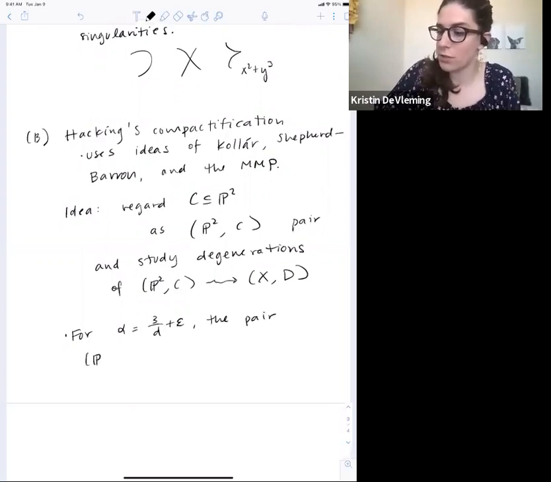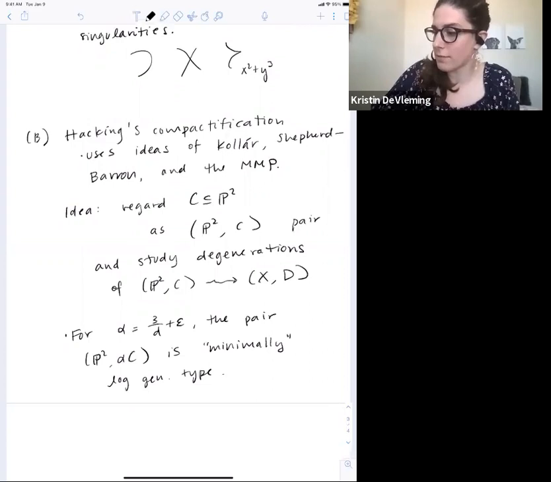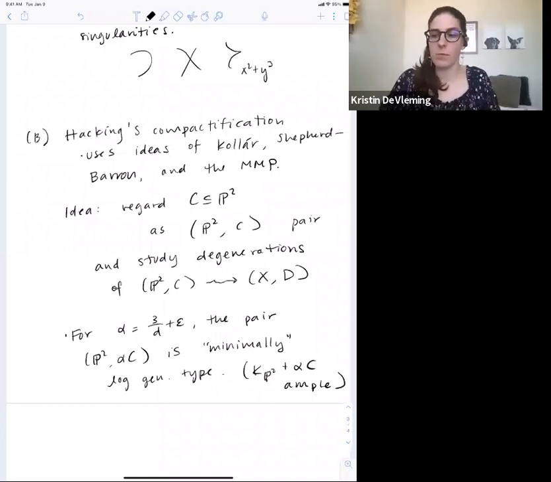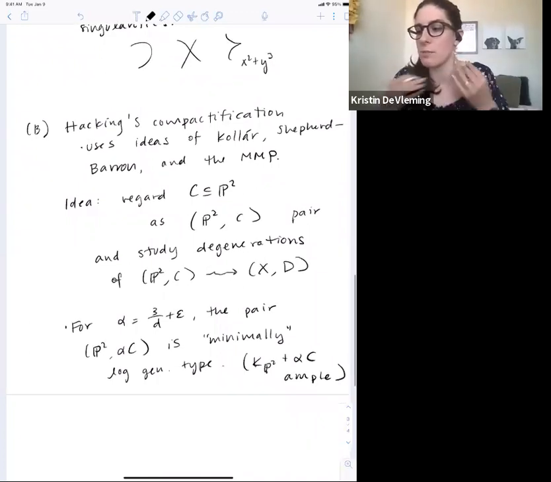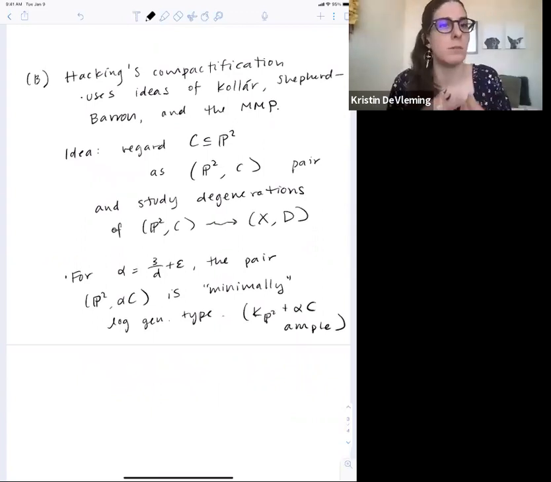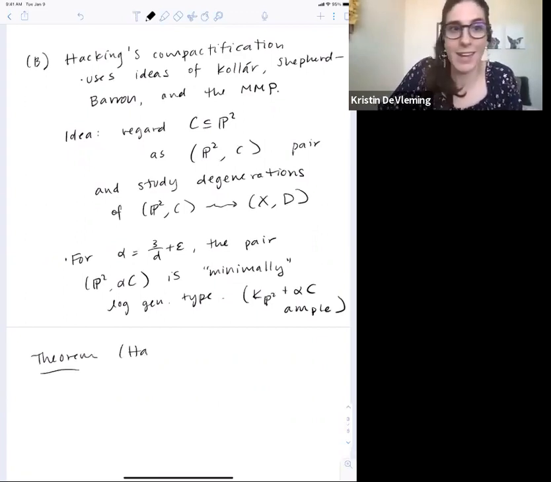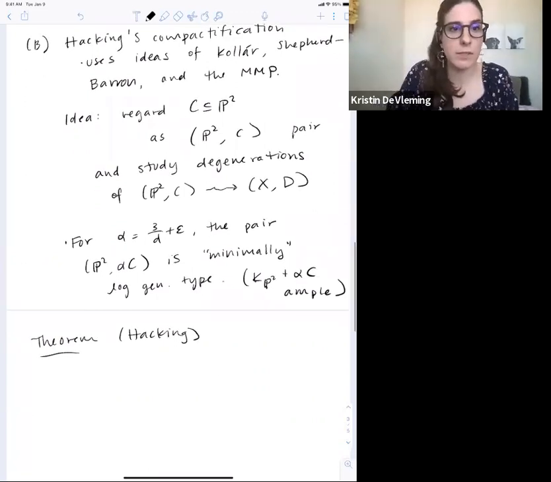The pair (P2, alpha C) is of log general type, which for us says that K_P2 plus alpha C is ample. This is the important consequence. Alpha is the smallest number that makes this happen. And Hacking's idea was to use this minimal number to create, in some sense, a minimal moduli space of these log general type pairs, and to use the minimal model program to do this. So I'll say this is due to Hacking. We can compactify the moduli space.